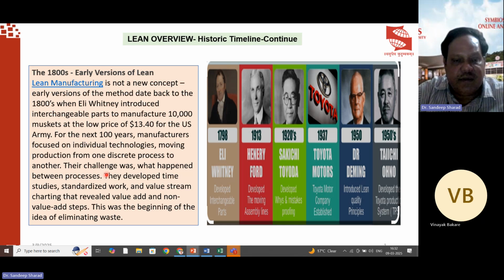These interchangeable parts were basically meeting the requirements of the different equipment, which were going to be of a similar kind of model. Their challenge was what happened between the processes. They developed time studies, standardized work, and value stream charting that revealed the value-added and non-value-added steps. These were the beginning of the idea of eliminating waste.